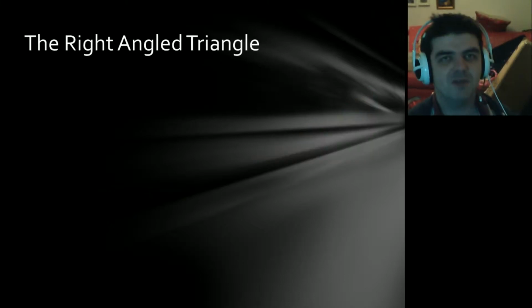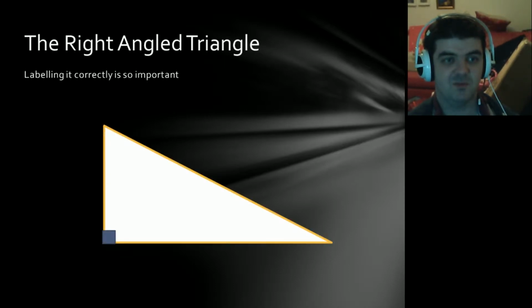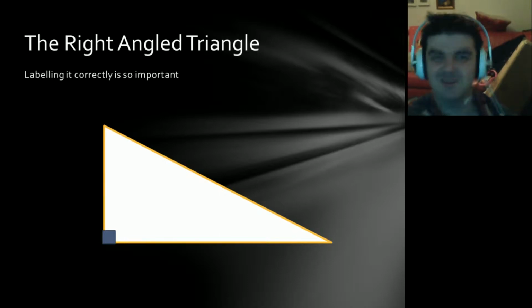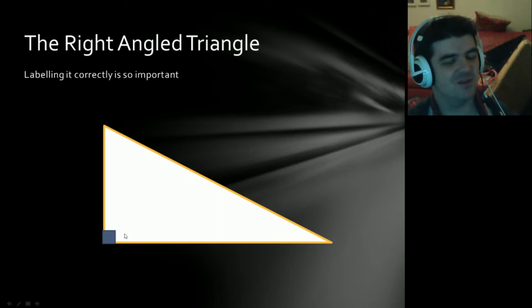Alright. So the right angle triangle. The basis of getting an awful lot of these things correct, both in Pythagoras' theorem and in trig, is to label it correctly. So we have a right angle triangle that looks like this, and this time I put in the right angle. See the way I did that time? It's right there. I'm so proud of myself. So the right angle's down there.